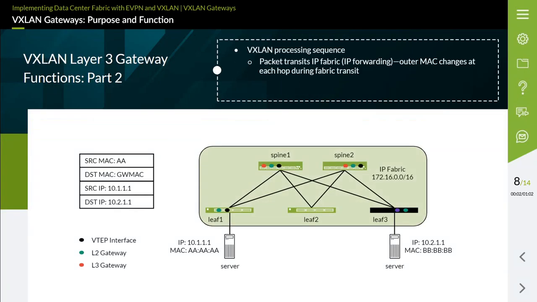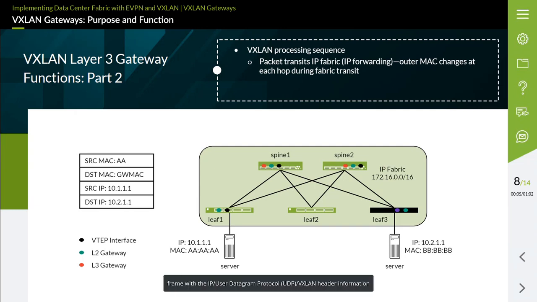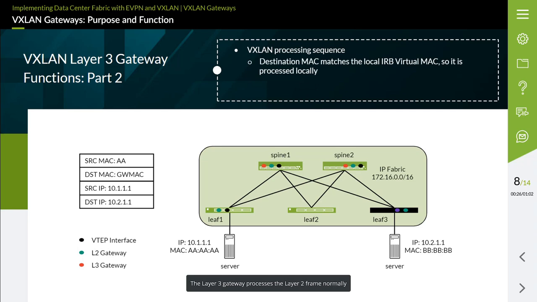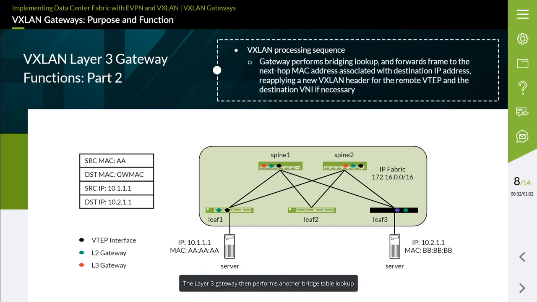The source VTEP encapsulates the original frame with the IP, User Datagram Protocol, or UDP, and VXLAN header information and forwards the frame through the VTEP tunnel that terminates on the Layer 3 gateway. Once the IP packet arrives at the gateway VTEP endpoint, the frame is processed as normal, with the IRB interface as the local host to which the original frame is destined. The Layer 3 gateway processes the Layer 2 frame normally and identifies the destination IP address in the inner packet. The Layer 3 gateway then performs another bridge table lookup to determine the physical next hop, the VXLAN tunnel, that is associated with the destination IP address.